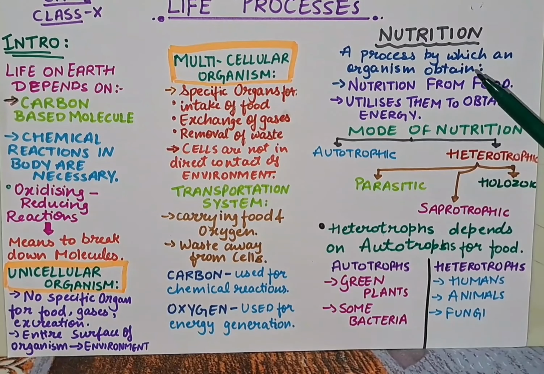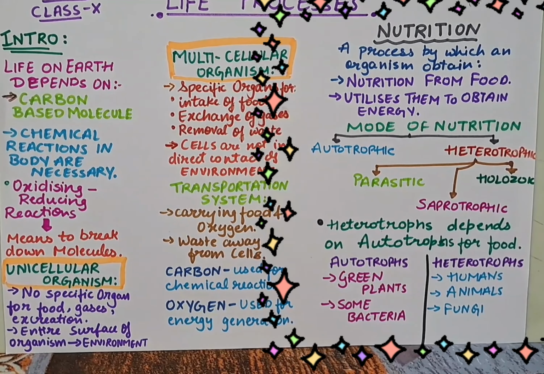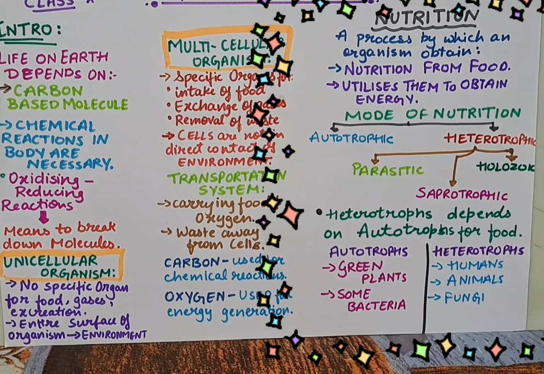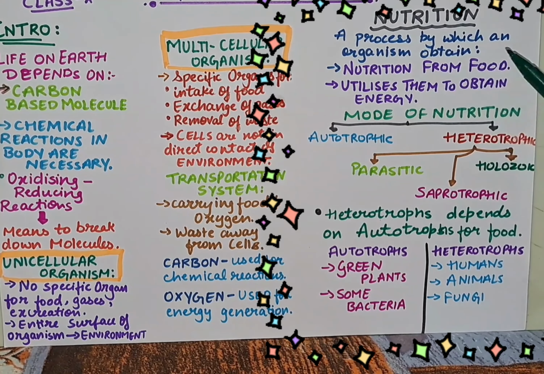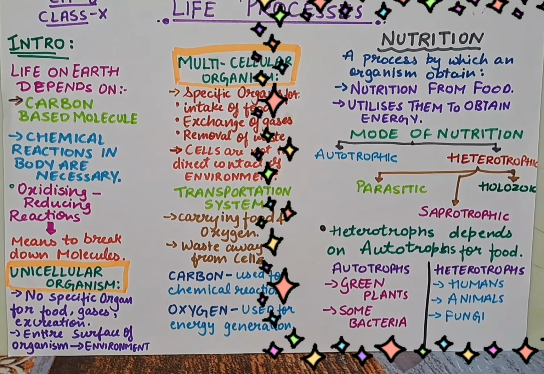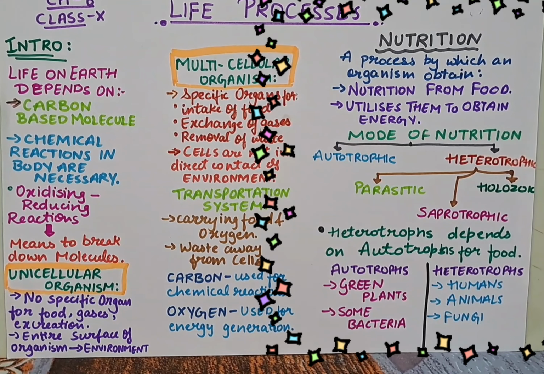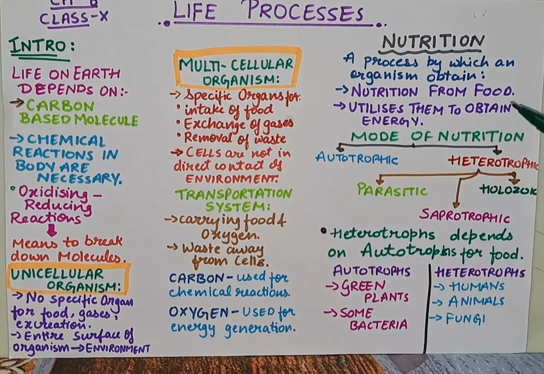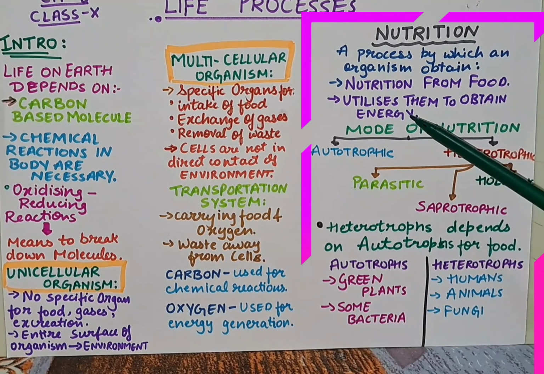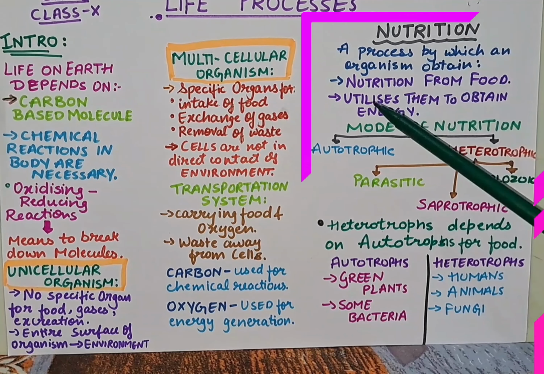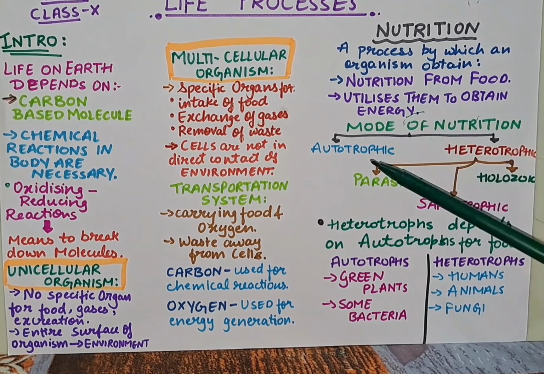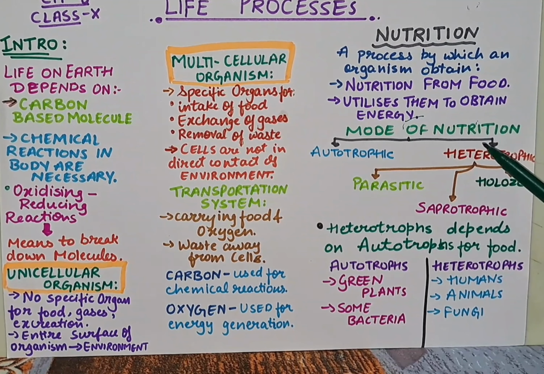Then we have nutrition. So what is nutrition? Nutrition is a process by which an organism obtains nutrients from food. What are the nutrients? The nutrients are carbohydrates, fat, vitamins, minerals, all these. And the second thing about nutrition is that it utilizes them. The nutrition from food is utilized to obtain what? To obtain energy.